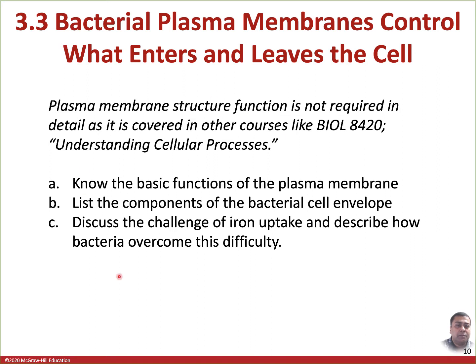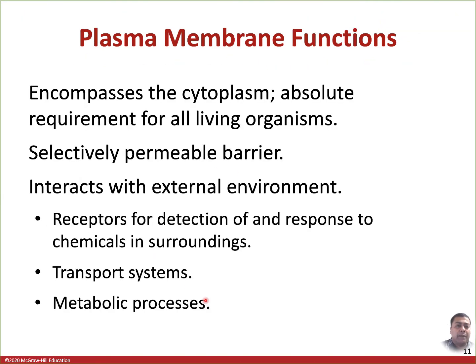In the first part, the bacterial plasma membrane controls what enters and leaves the cell. We are not going to talk about the plasma membrane in detail because we have covered that in Biology 8420, so we'll just briefly mention a couple of things. By definition, it encompasses the cytoplasm, an absolute requirement of a living organism, and it is a selectively permeable barrier. It can decide what it will allow to pass through and what it will not. It interacts with the external environment because it has receptors for detection of and response to chemicals in the surroundings, and they can move towards these chemicals, which is called chemotaxis.